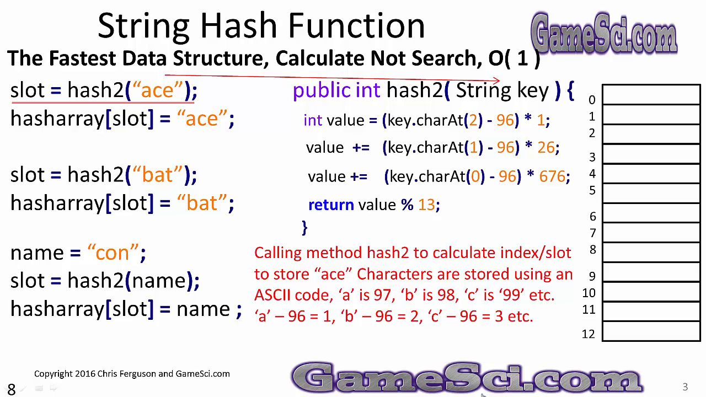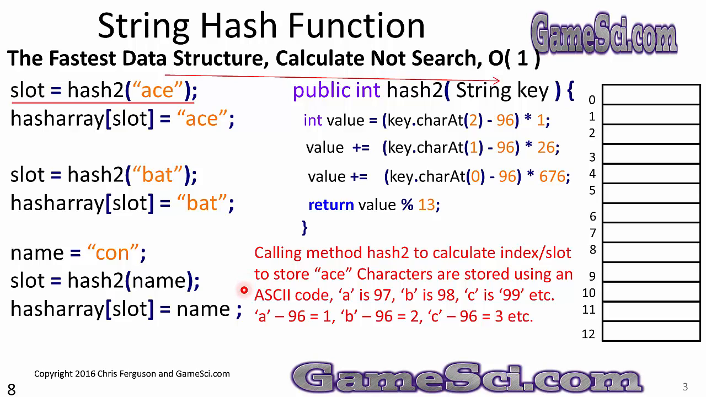Let's do some examples. Once again, I'm going to use hard-coded values like ace and bat. But again, hard-coded values aren't the best option. These would be values from variables. When the player logs on, we'd pull their screen name out of the database, and that's what we're passing to hash 2, the screen name of the player that we want to store in the hash table. We'll be calling method hash 2 to calculate the index or slot to store the key ace.